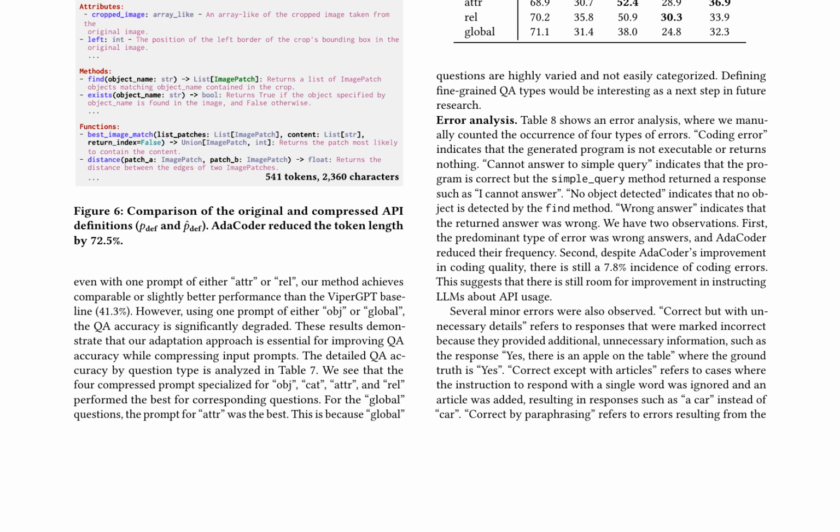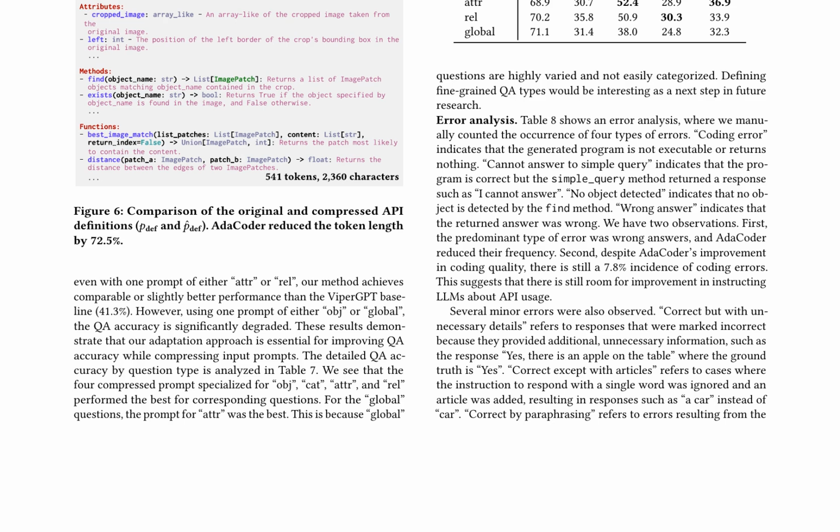A cross-question type evaluation, presented in Table 7, reveals that the prompts for adder and rel perform well across different question types, while the prompt for global performs poorly. This suggests that defining fine-grained QA types would be an interesting direction for future research.